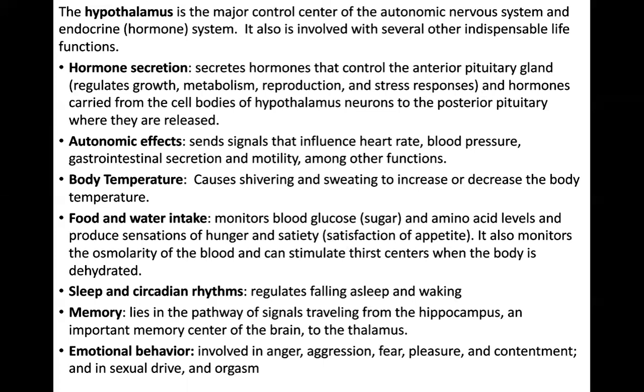Oxytocin is made by the hypothalamus and released to the posterior pituitary. We'll get into that more next unit. As I said, anything automatically controlled involving the autonomic nervous system, things like heart rate, blood pressure, GI secretion, motility, among many other things, you can thank your hypothalamus.